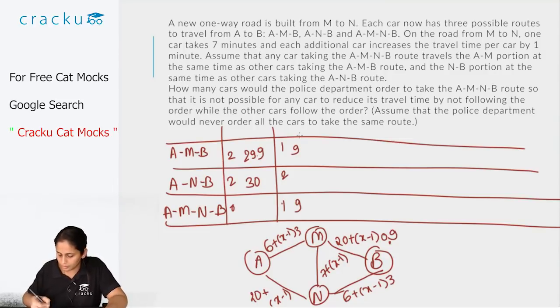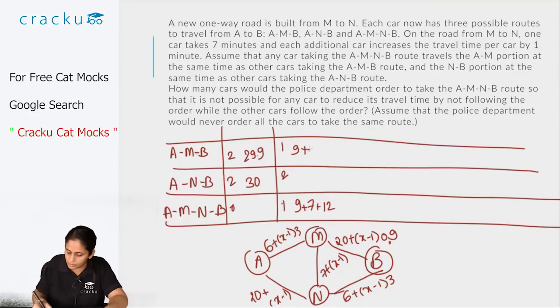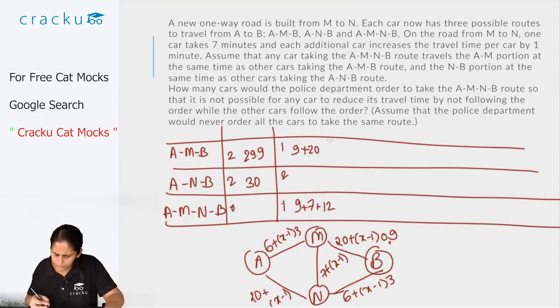Now the AMNB part, he'll be the only guy going from here. So this will be 7. And the NB part, now there will be 3 people going from NB. So for 3 people, it will be 6 plus 2 times 3. So this will be 12. And for this guy, there's only one person going. So this will be plus 20. And for this guy, this will be 20.